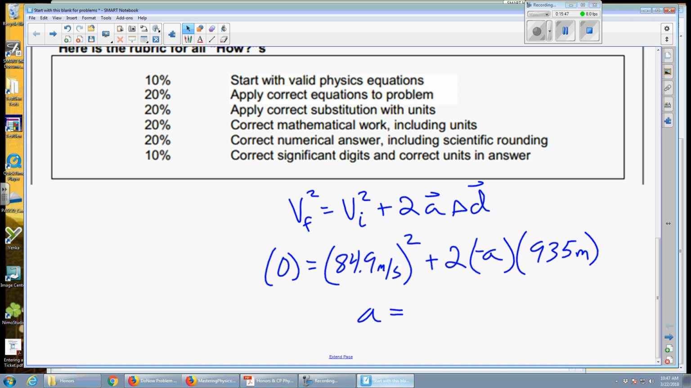People will forget the squared. Like I didn't put a squared on my 0 here because what's 0 squared? 0, but some people would be confused by that. So there you go.